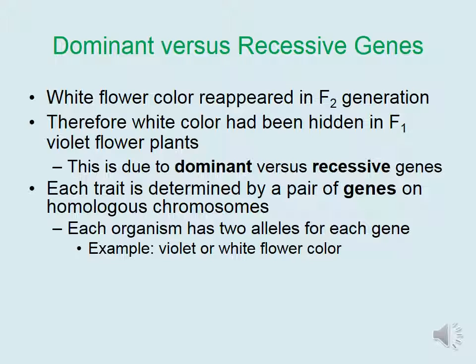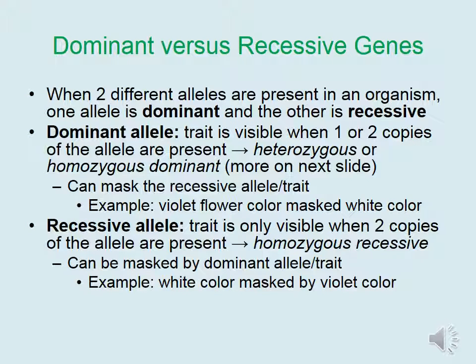Each trait is determined by a pair of genes on homologous chromosomes, and each organism has 2 alleles for each gene, in this case, violet or white flower color. When 2 different alleles are present in an organism, one allele is dominant and the other is recessive. A dominant allele corresponds with a trait that's visible when 1 or 2 copies of the allele are present. The individual can either be heterozygous or homozygous dominant for this allele. We'll discuss these terms more on the next slide. A dominant allele or trait can mask a recessive allele or trait.